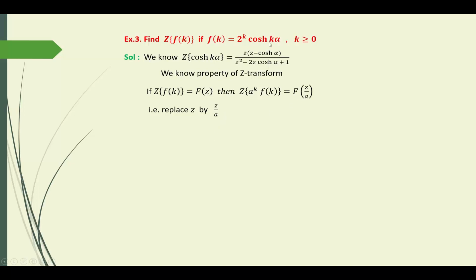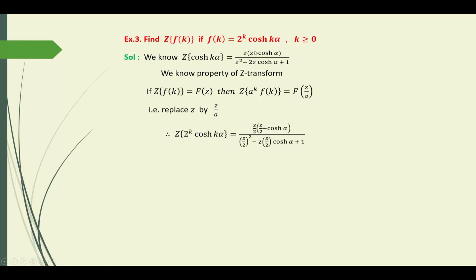Here the function is cos k alpha multiplied by 2 raised to k. So replace z by z upon a, which means z upon 2. Therefore the z transform of 2 raised to k cos k alpha is equal to, here replace z by z upon 2.